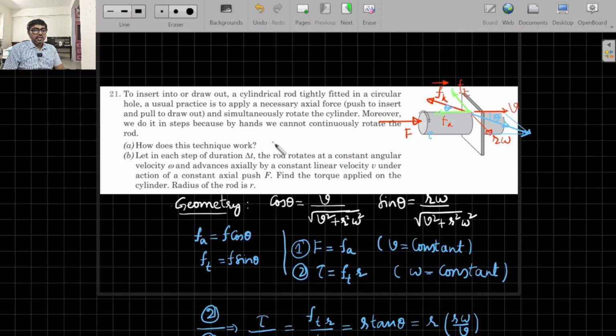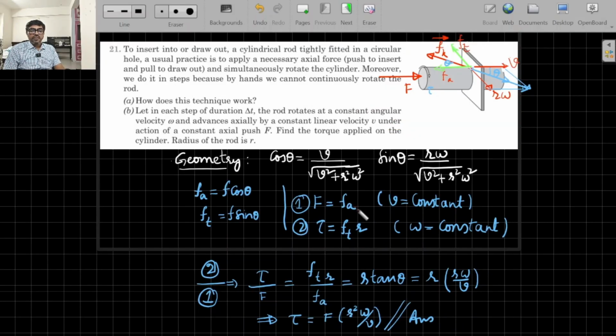That's the first part. Second part, for that a bit of geometry. Look at this velocity triangle. You have v axial and r omega circumferential. We can write cos theta equals adjacent side by hypotenuse and sin theta equals opposite side by hypotenuse. Tan theta is sin theta by cos theta, which is r omega by v. Also, Fa is F cos theta and Ft, the tangential component, is F sin theta.